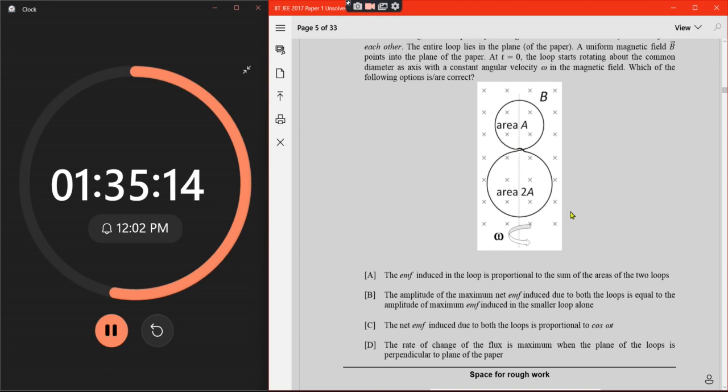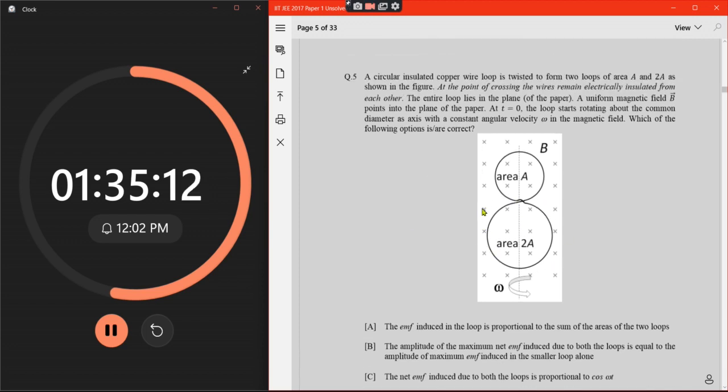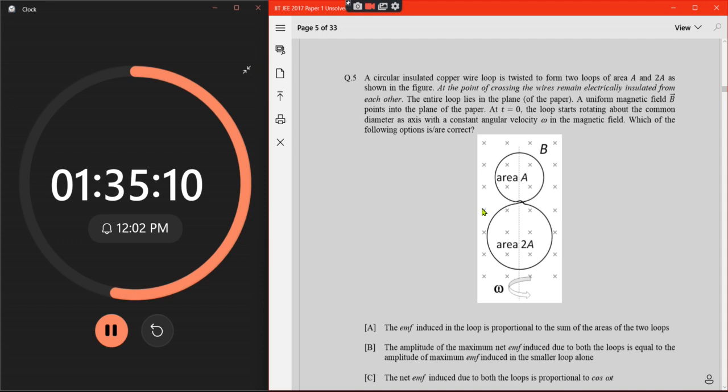Here the area is A, and this area is 2A. A loop in the plane, okay. The magnetic field B points into the plane of paper. Okay, the EMF induced in the loop is proportional to the sum of the areas of the two loops. Actually, no, it's like a difference, because the flux is changing. How does your flux change? Suppose it's changing positively in this one, and then here, as you go up like that.